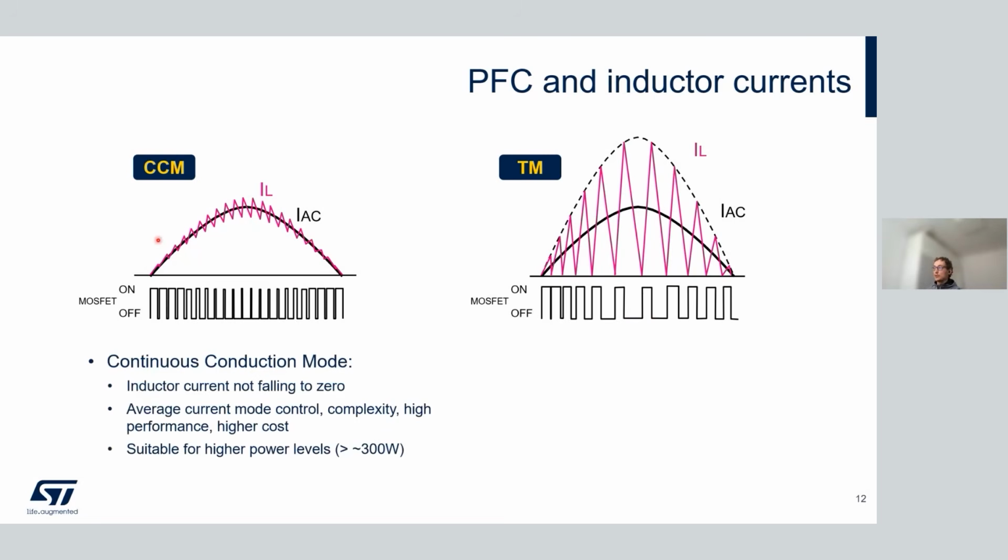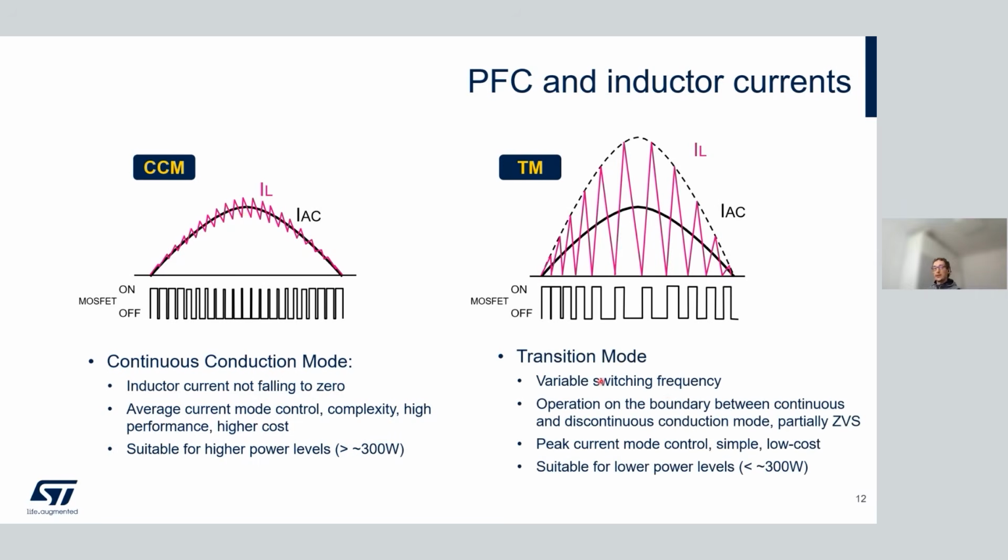The advantage of continuous conduction mode is that the input current ripple is quite low, so it's better for the EMI. While in a transition mode, it's easier to control because this constant on time is quite an easy technique to control this kind of power supply. But it's suitable only for lower powers because of high current ripple.